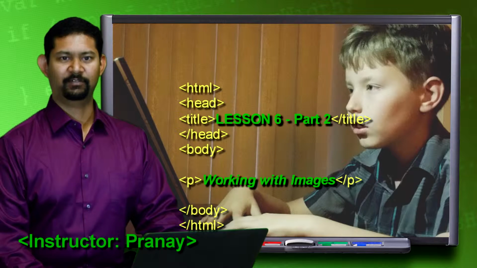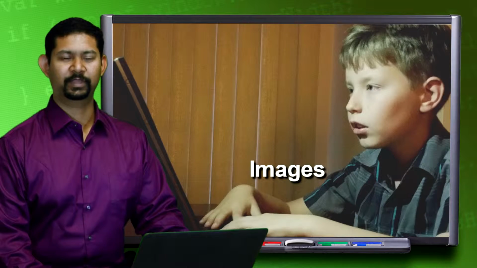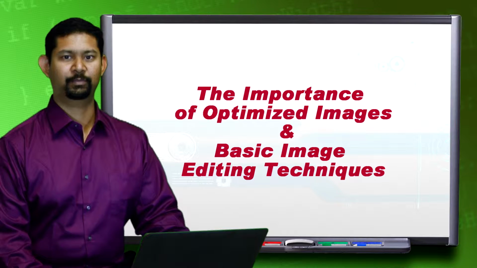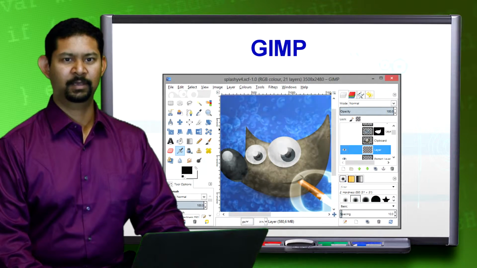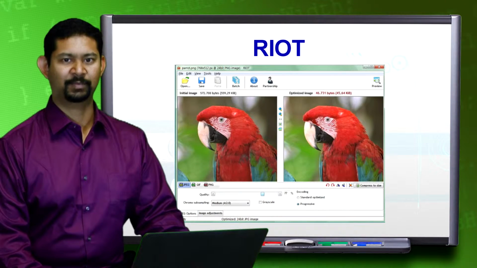Welcome to the second part of Lesson 6. We're going to continue working with images. This lesson will focus on showing you the importance of optimized images and basic image editing techniques. We're going to use GIMP to do some basic image editing. Then we'll use Riot to do our image optimizations.